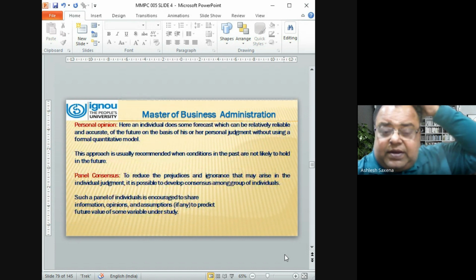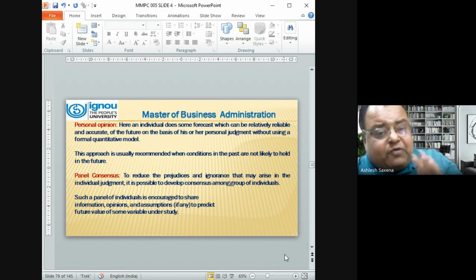Personal opinion. Here, an individual makes a forecast of the future, which can be relatively reliable and accurate, on the basis of his or her personal judgment without using a formal quantitative method. This approach is usually recommended when conditions in the past are not likely to hold in the future.